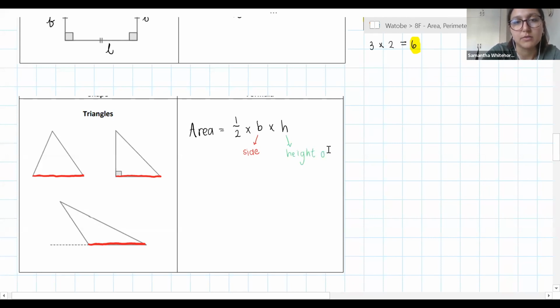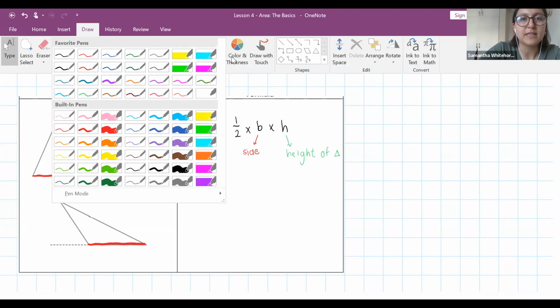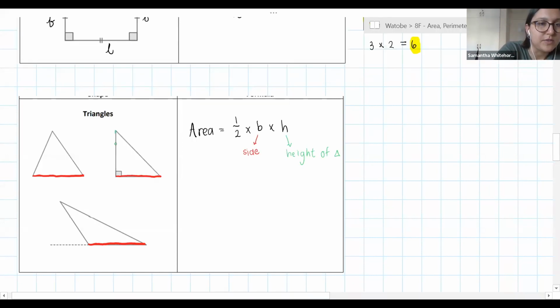Height of triangle. So for the, I'm going to say the first one, but it's not really the first one. For the right angle triangle, this is a little bit easier to see because this is very clearly how tall the triangle is. It goes from the bottom to its maximum tip point. If I look at this more regular looking triangle, the height is always from the top point to the base, and it is always perpendicular to the base.